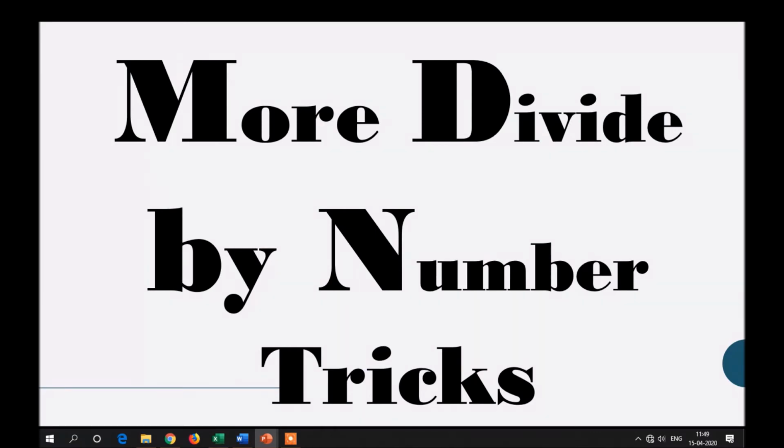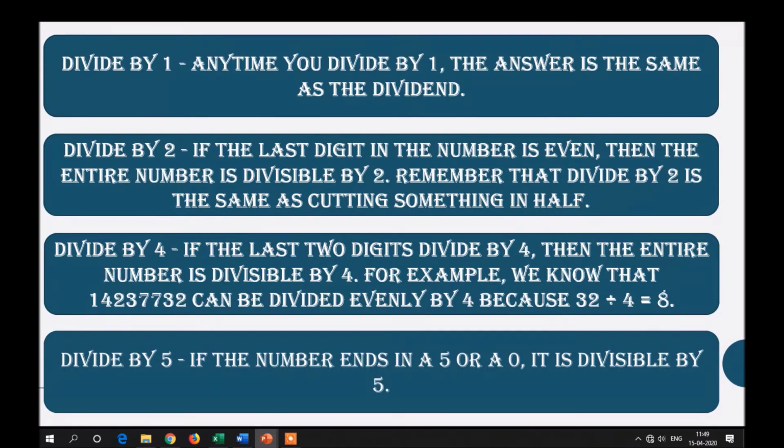More divide by number tricks. Now divide by 1. Anytime you divide by 1, the answer is the same as the dividend. Divide by 2. If the last digit in the number is even, then the entire number is divisible by 2. Remember that divide by 2 is the same as cutting something in half. Divide by 4. If the last 2 digits divide by 4, then the entire number is divisible by 4. We just have to see the last two digits.